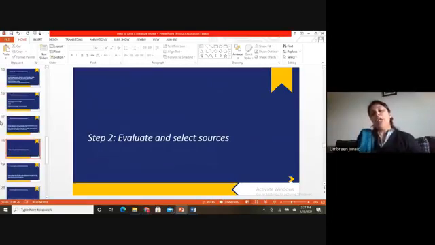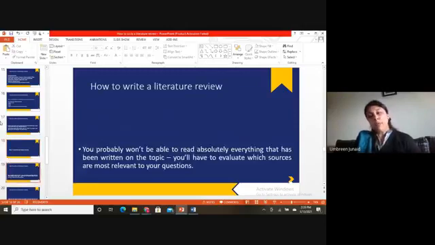So, coming to step 2, that is evaluate and select sources. Now you have made your keywords. Now the second step is that you are going to explore your sources to find out the scholarly articles. You probably won't be able to read absolutely everything that has been written on the topic. Yes, this is not possible. You will have to evaluate which sources are most relevant to your question.